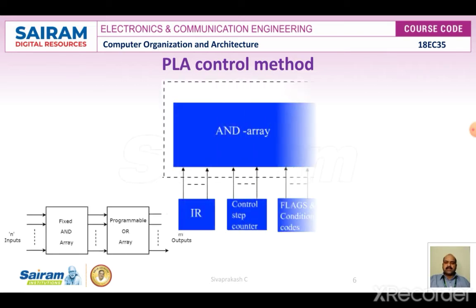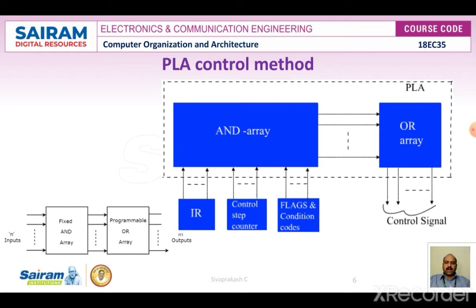So let me discuss this. Here we have a diagram which explains the instruction register, which gives the instruction, and the control step counter, which produces the control signals for that. The flags and condition codes specify the condition of the particular operation.